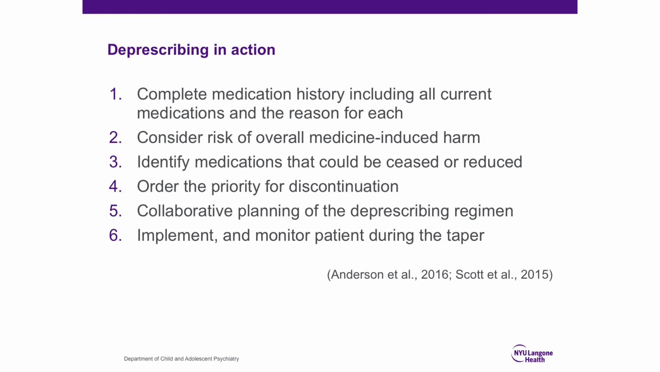So where do I start? These steps have been put forward by many of the articles on deprescribing in the elderly, so it's sort of a consensus. The steps here: complete a medication history, including all current medications and the reason for each. Consider risk of overall medicine-induced harm. So not each medicine specifically, but the total, the sum or the additive effects.